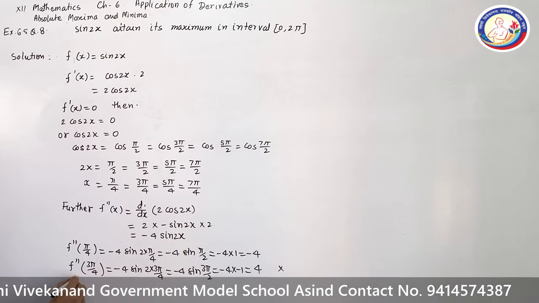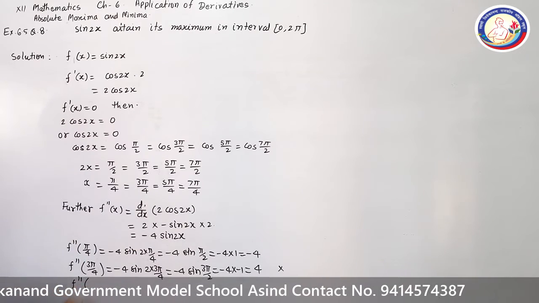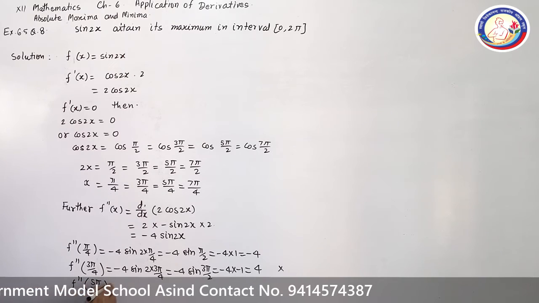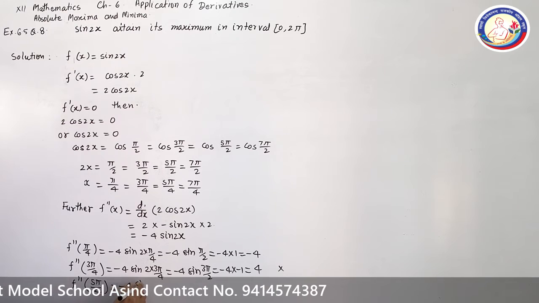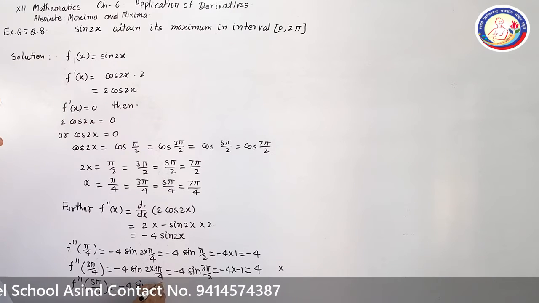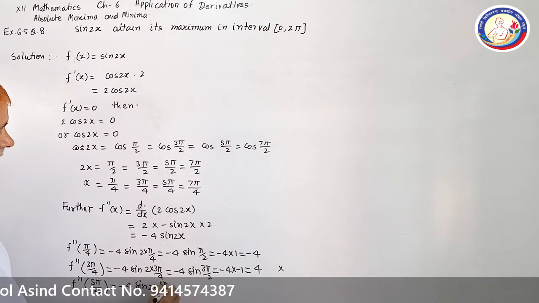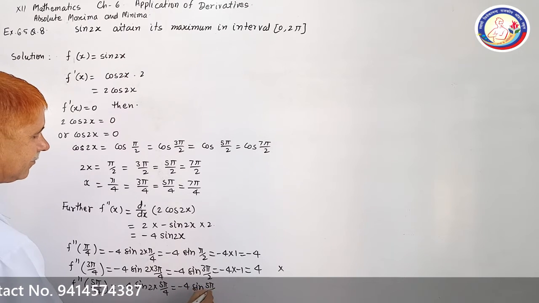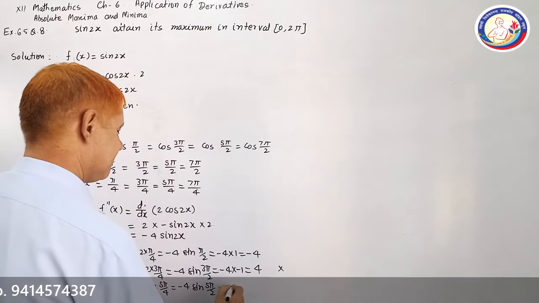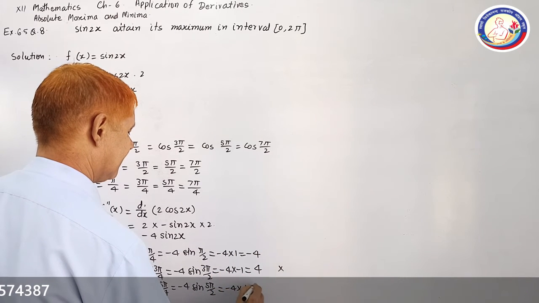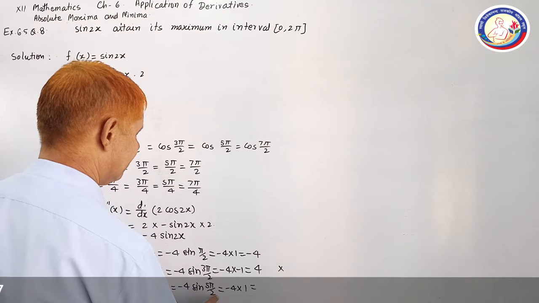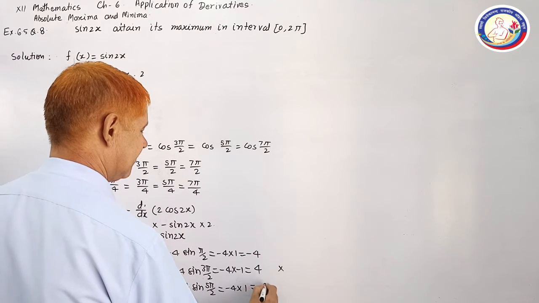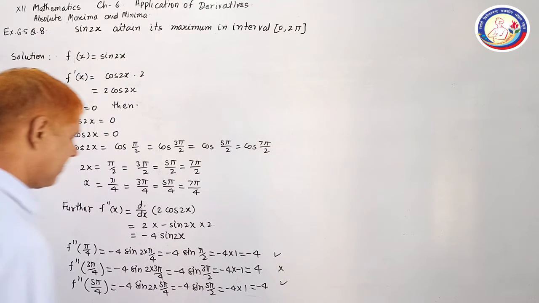Again, taking the next point, 5 pi by 4. Minus 4 sine 2 into 5 pi by 4 equals minus 4 into sine of 5 pi by 2. And again it will be 1. The value of sine pi by 2 is 1. I am explaining it later. Minus 4. So this will be a point of maxima.